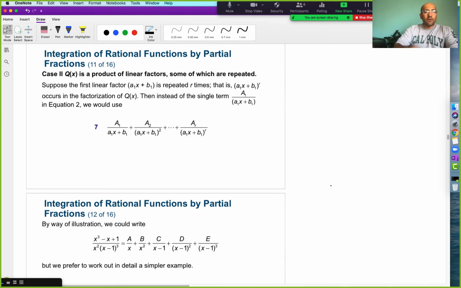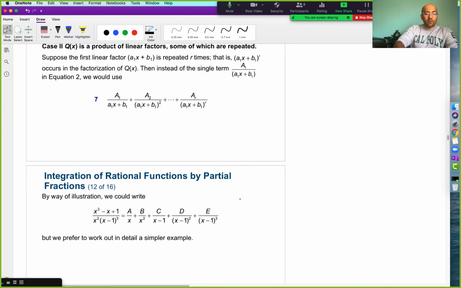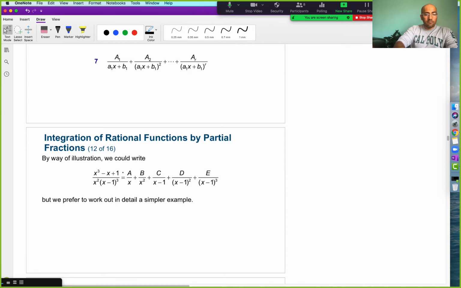Okay, case 2. Case 2 is a case where the polynomial in the denominator of the rational function we're working with factors into linear factors that are in some cases repeated. So it has maybe something to the power of something. Good. So here is an example of what we're talking about. You're given some polynomial, and often it's already factored for you, just because that part can be really tricky. So in many of your homework problems, you'll see that the denominator's already been factored.